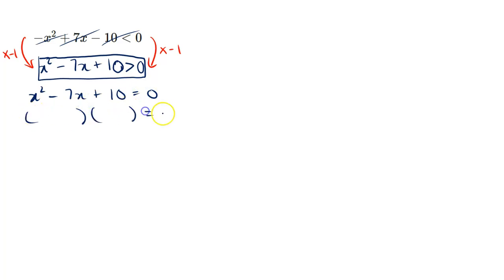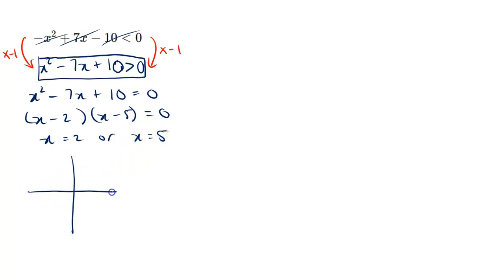I attempt to solve this. I will do that by factorization. So I have (x minus 2)(x minus 5). If this bracket is equal to 0, then x is 2. Or if the second bracket is equal to 0, then x is 5.